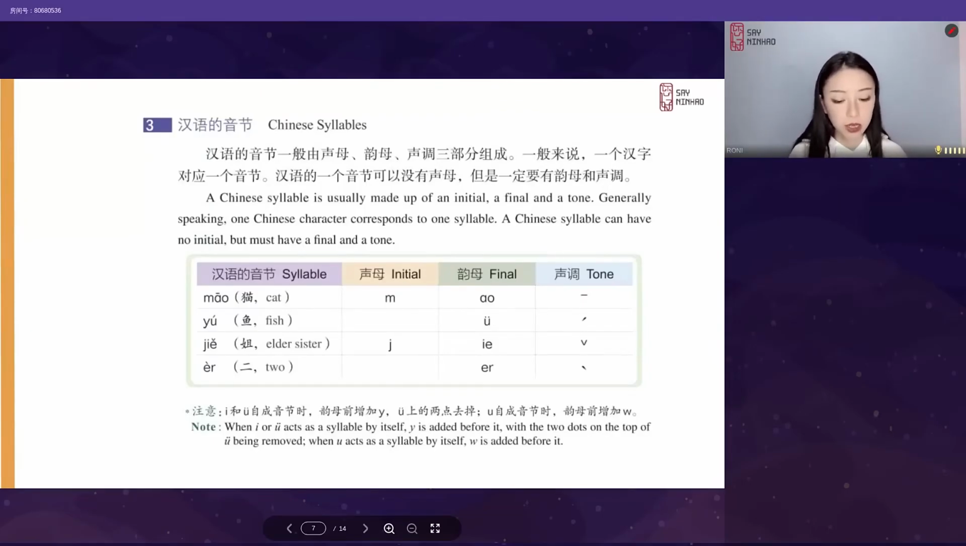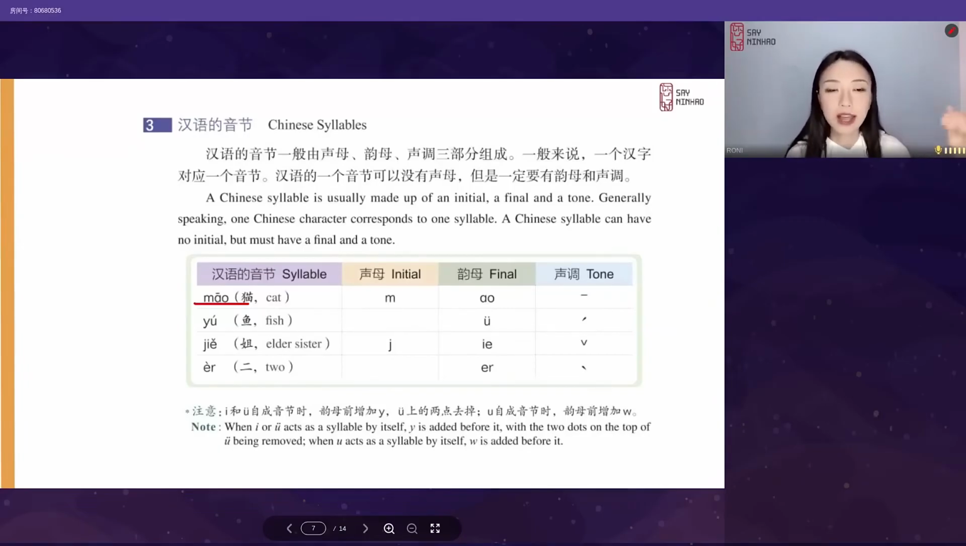Final and a tone. So now let's see some examples first. What makes the Chinese syllable? First one is Mao, Mao. Okay, Mao here. Let's see. Mao is the first tone word, Mao, and it is combined by Mo initial and Ao the final.